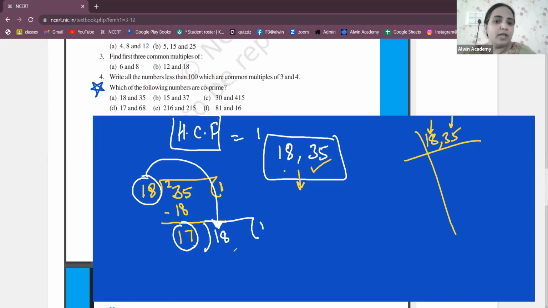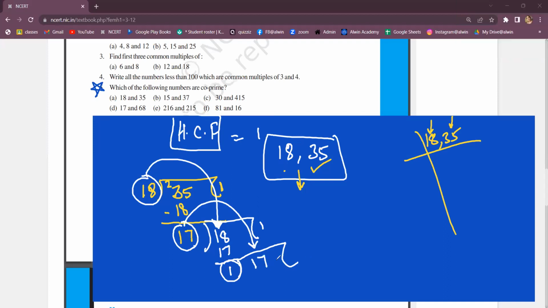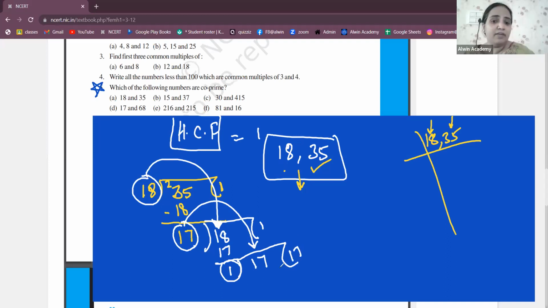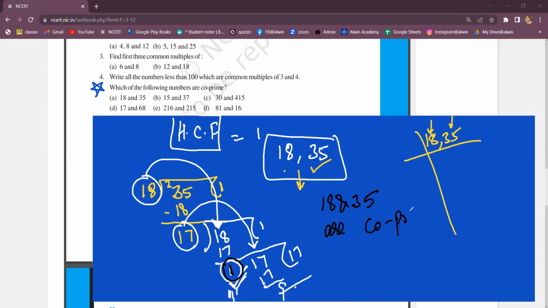Now 17 times 1 is 17, right? And the remainder you got is 1. Now whatever I told you, if the remainder becomes smaller than the divisor, the divisor becomes the next dividend. So 1 times 17 is 17 and the remainder you got is 0. So the divisor that gave you remainder 0 is the common factor between both. And if the common factor is 1, that means there is no other common factor between 18 and 35. That means 18 and 35 are co-prime numbers. Got it, beta ji, or not?